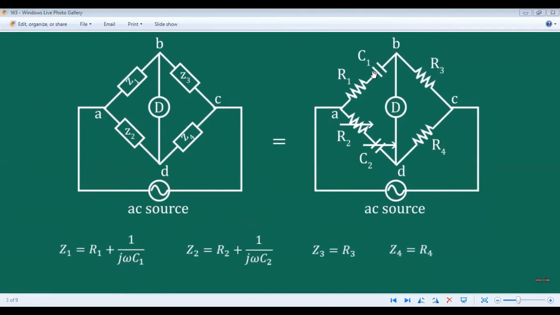Z1 equals R1 plus 1 by j omega C1. Similarly, Z2, in the AD arm, if we compare both the bridges, we can write Z2 equal to R2 plus 1 by j omega C2. R2 is as it is. Similarly, Z3 equals R3, and also Z4 equals R4. By comparing the two bridges, we can write these four equations. Is that clear?